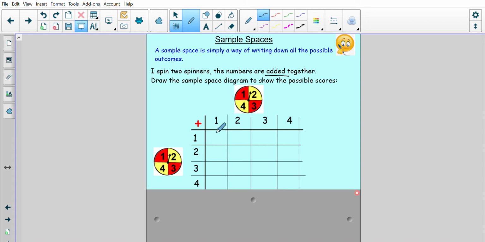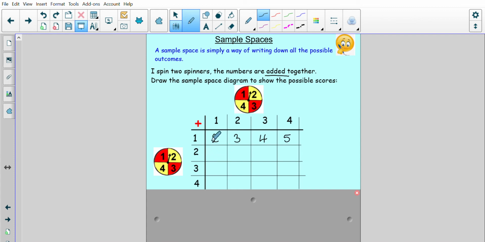So in the first entry in my table, instead of writing 1, 1, it's saying add the scores together. So I'm going to take my 1 and my 1 and add them to make 2. Next entry in my table, I've got 1 and 2, add them together is 3, 1 and 3 is 4, and 1 and 4 is 5.